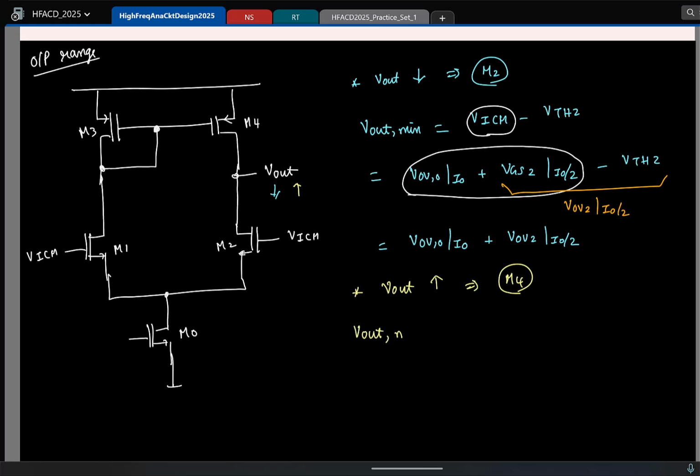So what is the maximum the drain voltage of a PMOS transistor can go? It is one threshold above the gate. Okay, so it is the gate voltage of M4 plus mod VTH4. Right? And this is what I call VG4. And what is the gate voltage here? It is VDD minus the same VSG of M3 or M4. So I'll write it like this: VDD minus VSG of M4 at a current I0 by 2 plus mod VTH4.